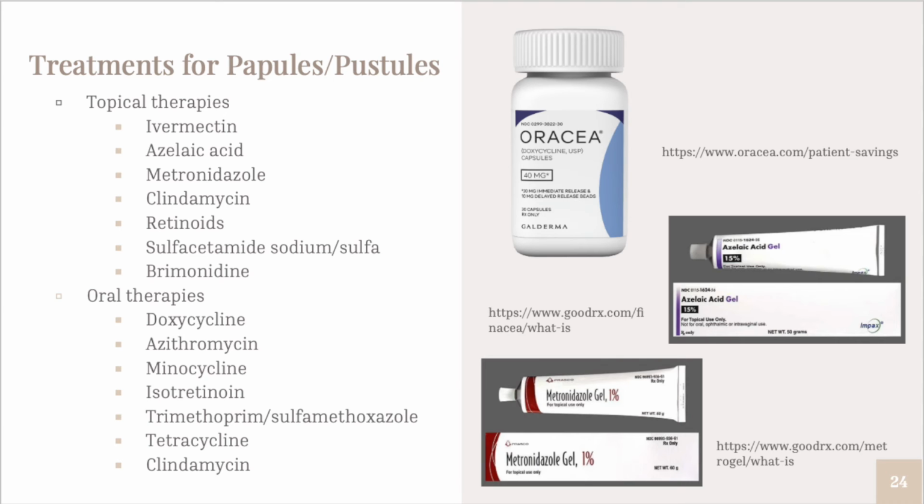Combination therapy with topical and oral treatments are commonly used to treat mild to moderate rosacea with papules and pustules. Ivermectin, azelaic acid, and metronidazole are the most effective topical therapies, while doxycycline is the most effective oral therapy for papules and pustules.